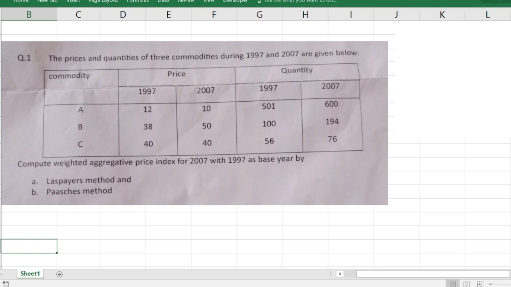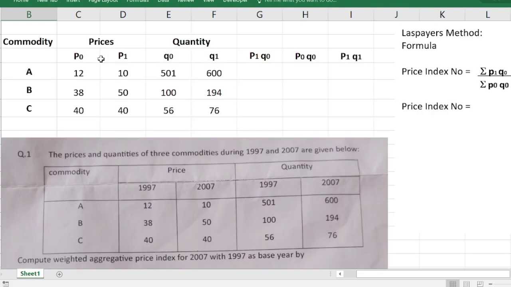Dear friends and dear students, always remember that the previous price we denote by P0 and the current price we denote by P1. In the same way, the previous quantity we denote by Q0 and the current quantity we denote by Q1. So here these columns are given by the question, and the next columns which we require for the calculation of price index number by using Laspeyres formula are P1 Q0 and P0 Q0.